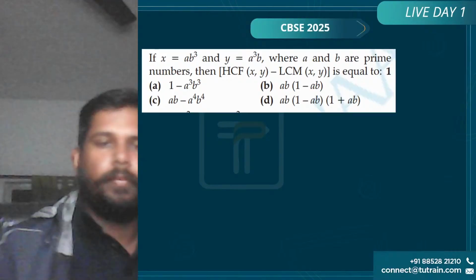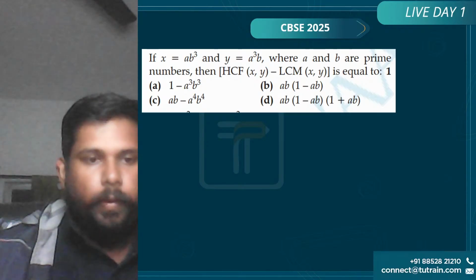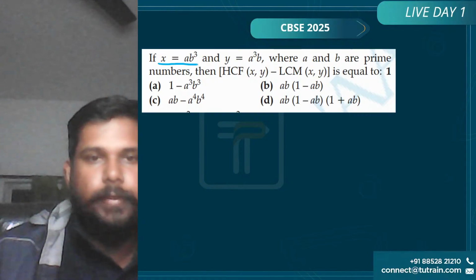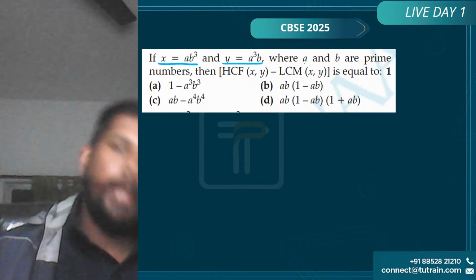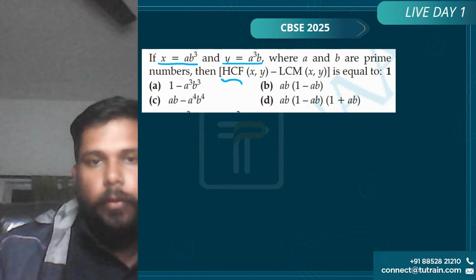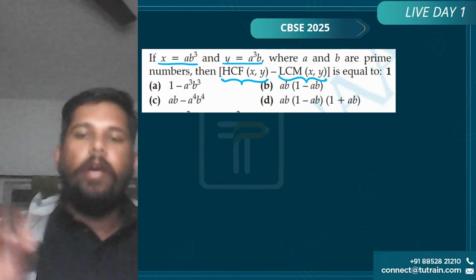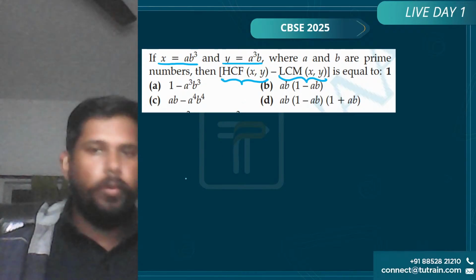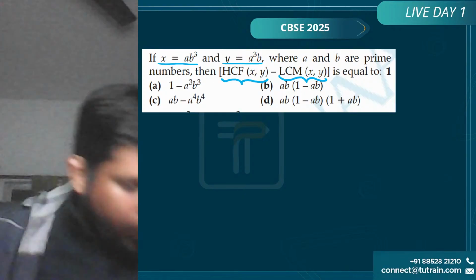Yes. So let's see one question which has come in this CBSE 2025. So here we are given if x is equals to AB cube and y is equals to A cube B, where A and B are prime numbers, then we need to find the HCF of xy, then you need to find the LCM and then subtract them and then see which option matches your answer. So I want everyone to type the options in the chat box with your correct answers.